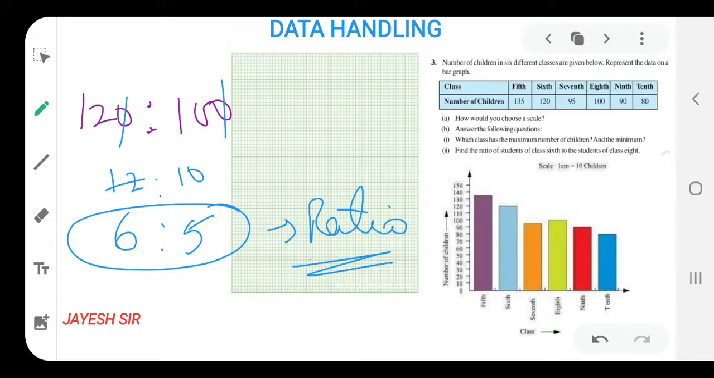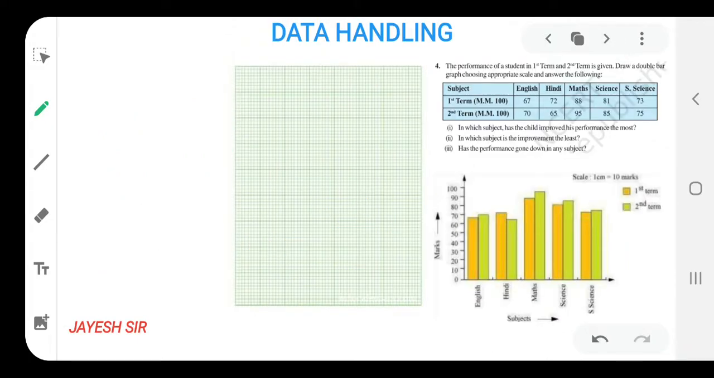So let us begin with the next bar graph. That is the last question of the video. So let us try to solve it over here. The performance of a student in first term and second term data is given. This is the double bar graph, and it would be difficult for me to draw over here. Then also we'll try to draw over here so that we can get the idea of how to draw. So let us begin with the axis first.